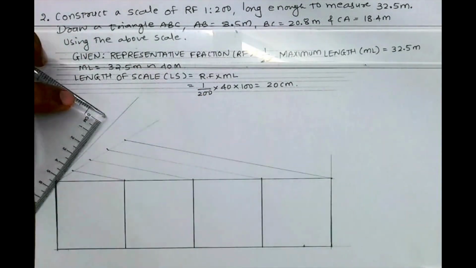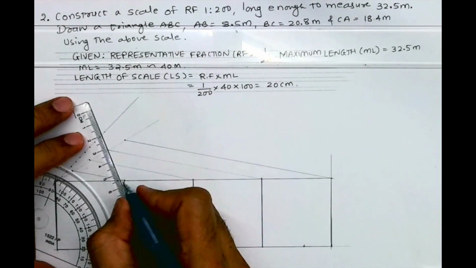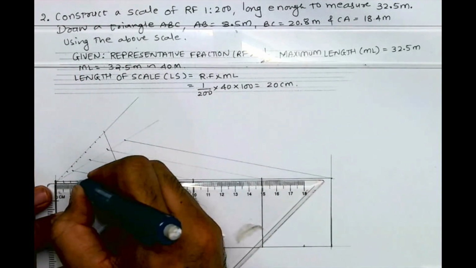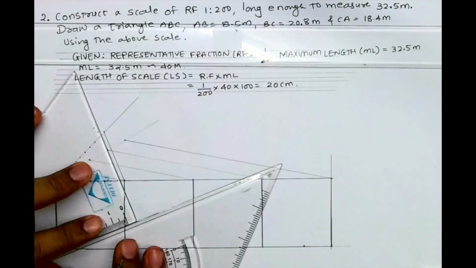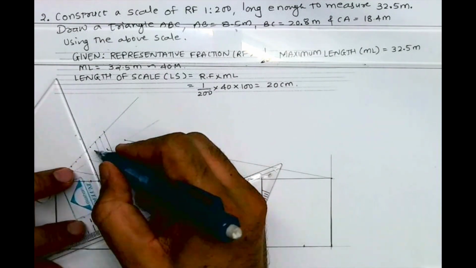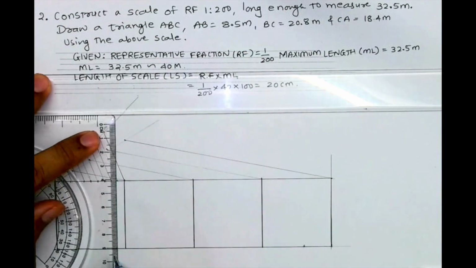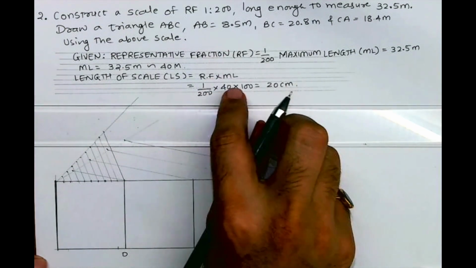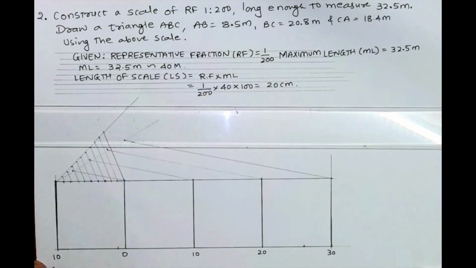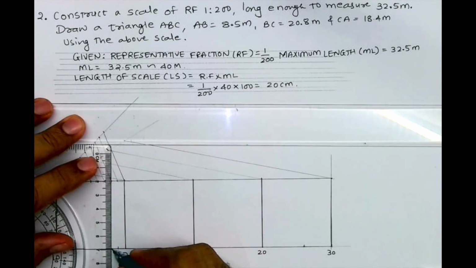Then you divide the first block into 10 parts. After that you mark the vertical distance downward. This is 10, 20, 30. This is 40 meters. So here on both the sides it will be meter. So we'll mark the points down.